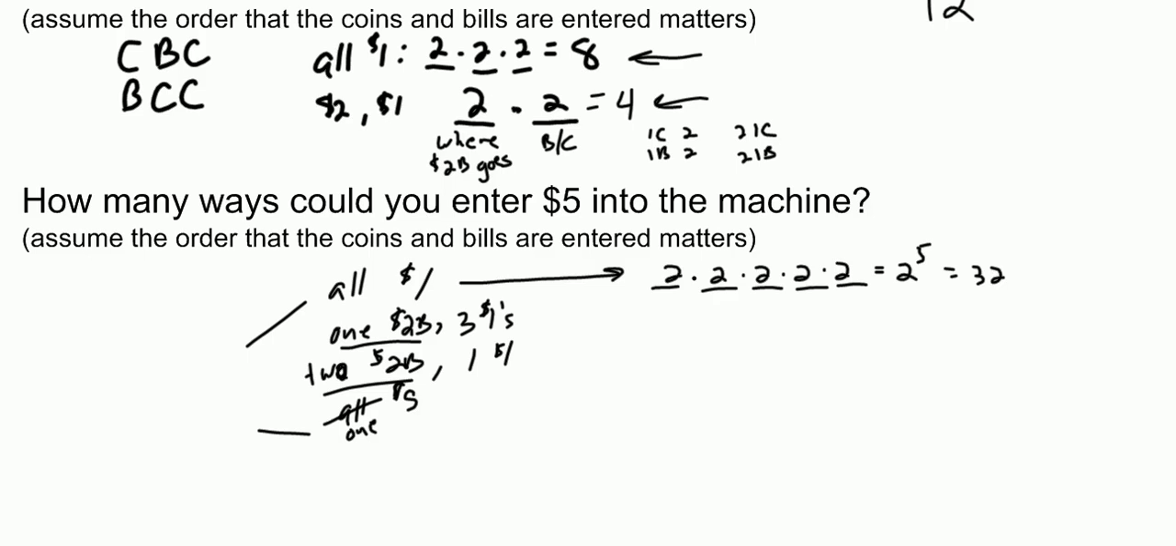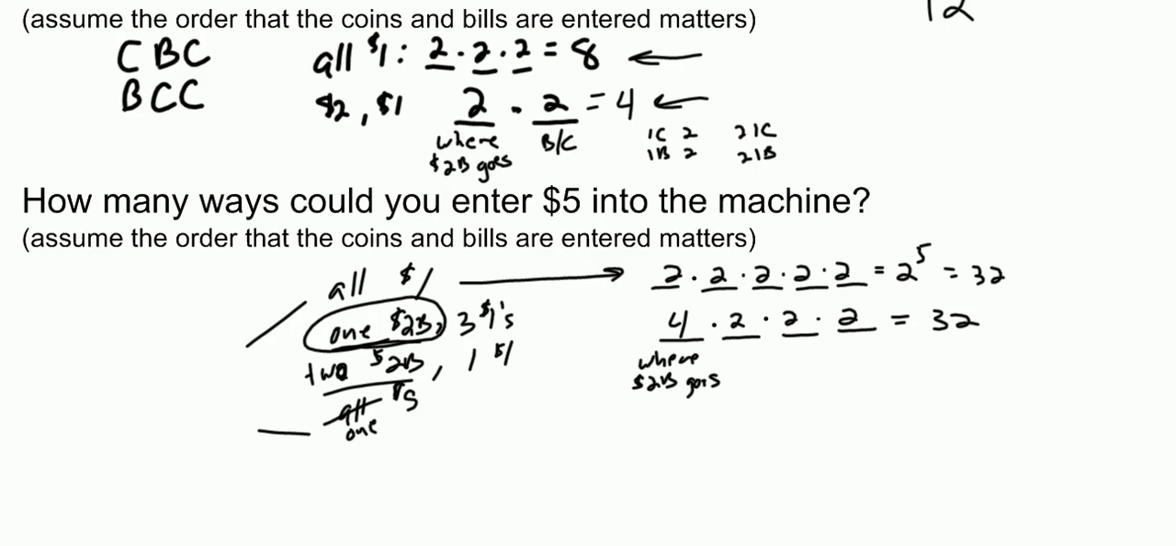Okay. Now, let's look at this next one. If you're going to put 1 $2 bill in, and 3 coins, you're really going to put 4 things into the machine. Okay, and you have to first figure out, where does the $2 bill go? Well, there's 4 different deposits. It could go in any one of those 4 places. So there are 4 different times at which you could put the $2 bill in. It could go in first, second, third, or fourth. And the other 3 are going to be $1 bills or coins. So you're going to have 2 choices for the first $1, 2 choices for the second $1, and 2 choices for the third $1. That's going to be 4 times 8, which is also 32.